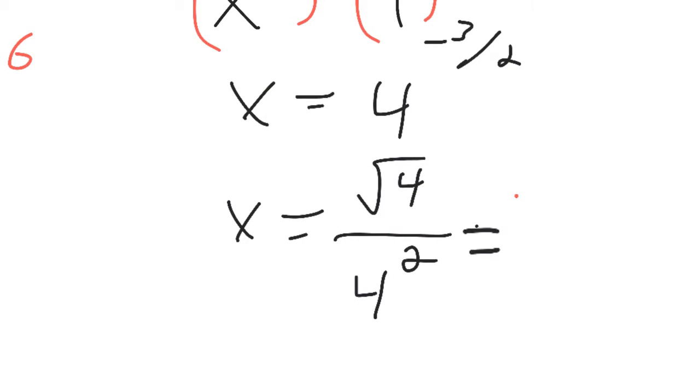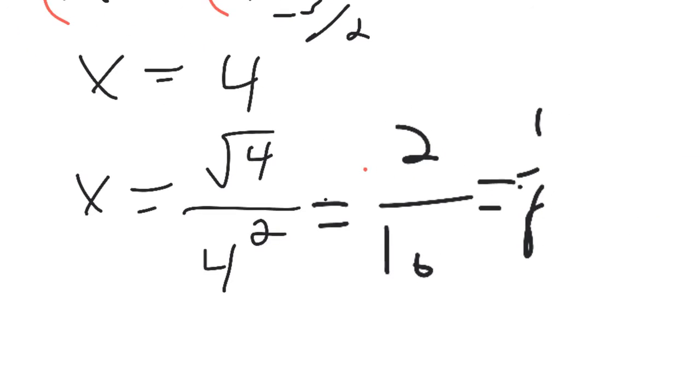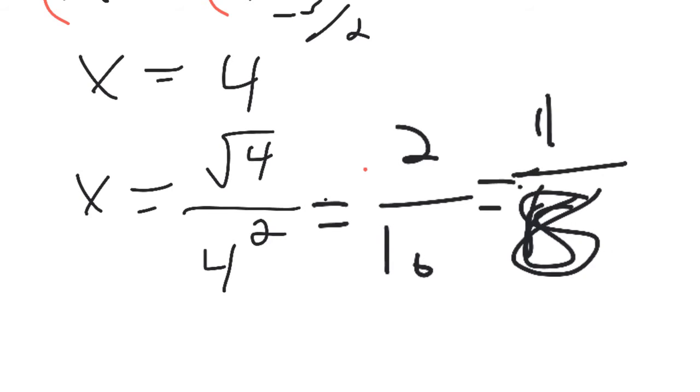And then this can be simplified too. The square root of 4 is 2. 4 squared is 16. So 1/8 is our final answer. That's how we can get down to the, that's a really bad 8, but that's it. Oh, I need to go back to elementary. That's a way of getting down to the answer without a calculator.